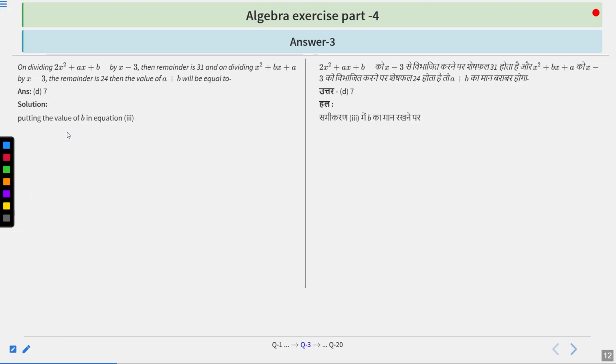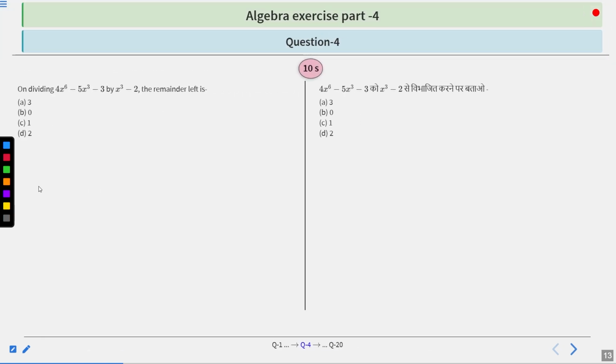Now putting the value of b in equation 3, 3a plus 4 equal to 13. That means 3a is equal to 13 minus 4, that is 9. Then a is equal to 9 upon 3, that is 3. So a is 3 and b is 4. That means the value of a plus b is 3 plus 4, 7. So option D, 7, is the correct answer.